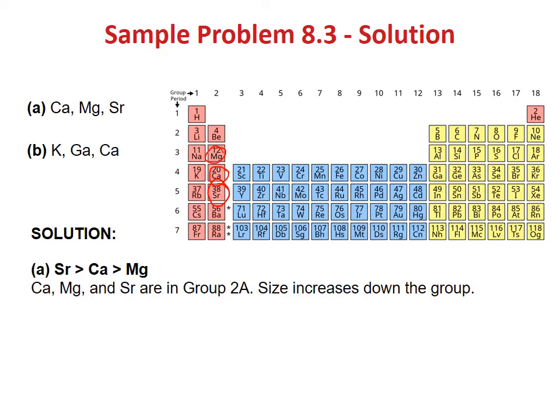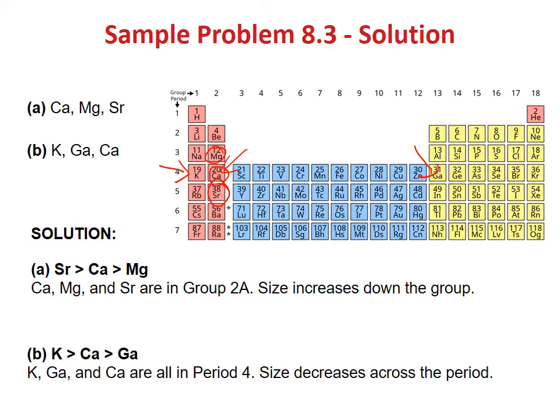Okay, next one, potassium, gallium, calcium. So potassium is here, gallium is here, and calcium is here. These are three elements in a row, or period. So across a period, the size decreases, and therefore potassium is the largest, and then calcium, and then gallium.